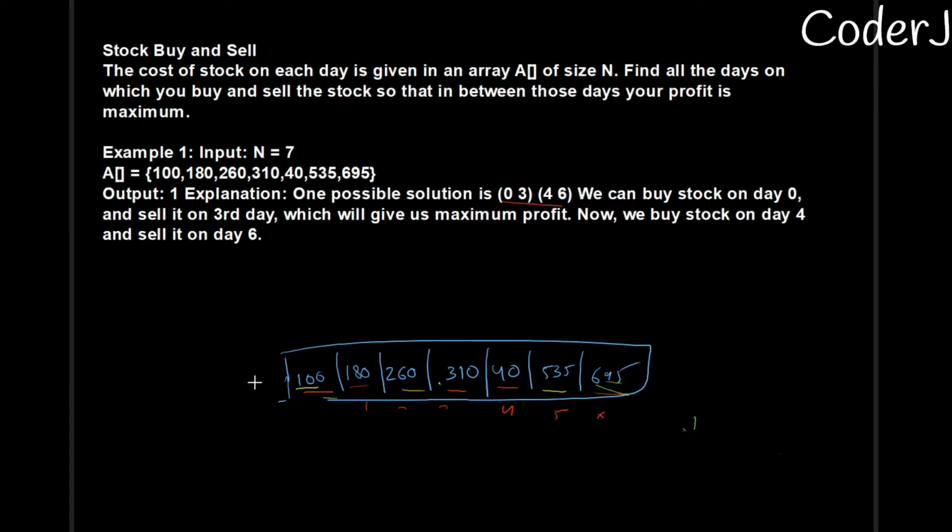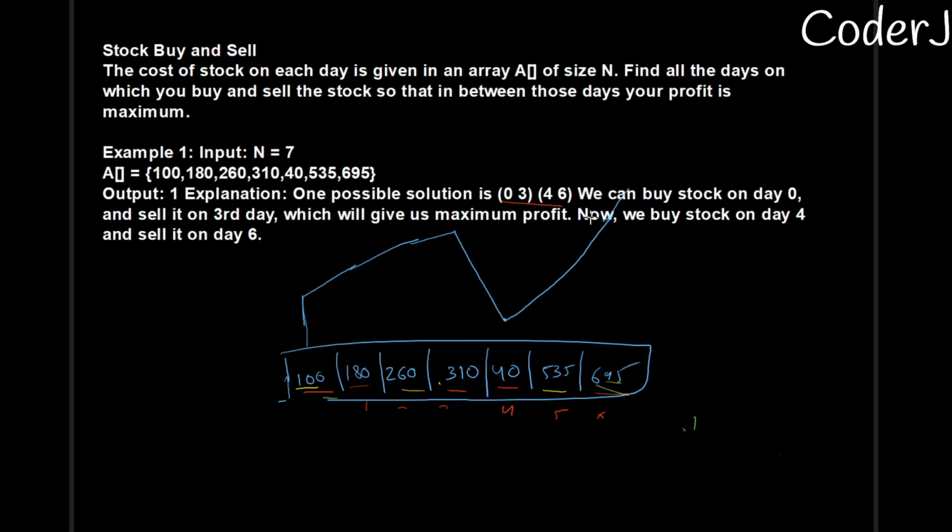What other approaches do we have in mind? Let's think about this. There's a very popular approach known as the minima and maxima approach. To explain that, I need to draw a pictorial representation of these numbers. I'm going to draw a sort of mountain. So this is 100 and this is 180, this is 260, the value is rising, this is 310, and then at 40 we come to the bottom, and then we go to 535, and then we go to 695.